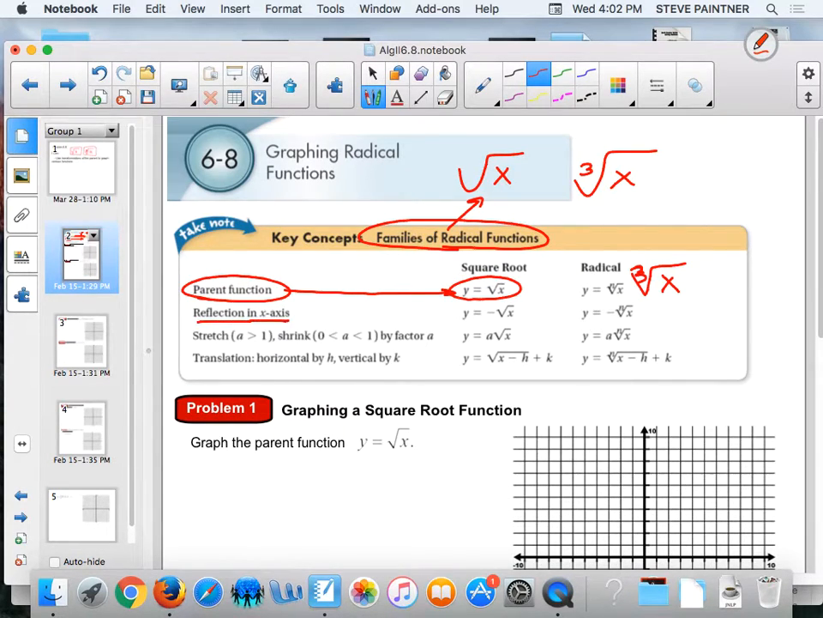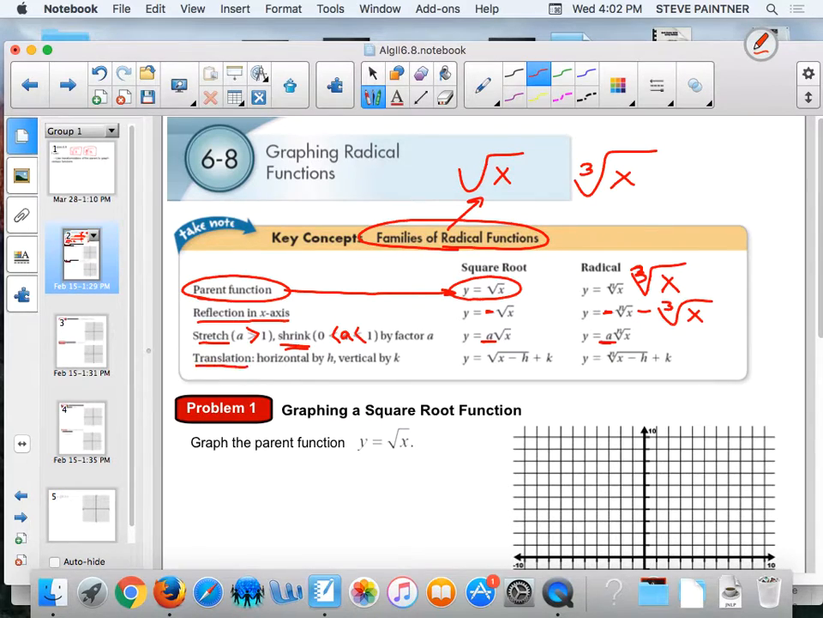Reflection in the x-axis. Basically, if you're 2 units above the x-axis, now you've reflected to 2 units below. That only happens when you see the negative sign in front of your parent. Okay, so negative cube root of x. There's a stretch, and then they call it a shrink, but remember we called it compression. A stretch happens when your a value is greater than 1, and a shrink or a compression happens when your a value is greater than 0, but less than 1. Okay, and where do we find the a value? It's just the multiplier in front of your radical.